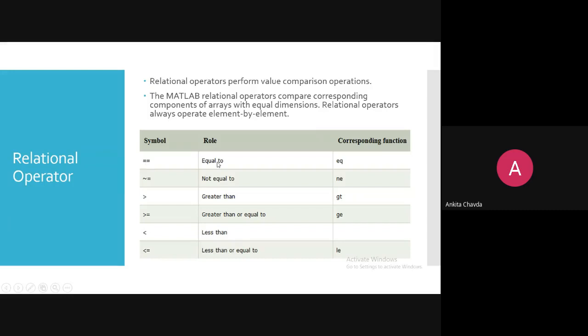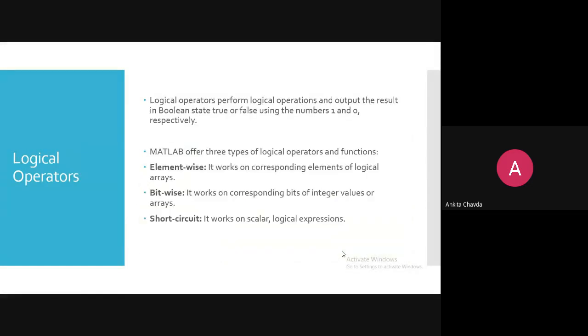So equal to will just check whether these two matrices are equal or not. For the function, you can use EQ. So EQ is the function. Then not equal to, right? Then greater than, for that it is GT. For greater than or equal to, it is GE. For less than, it is LT, which is missing, but you can imagine it here, LT, less than. And less than or equal to is LE. Okay.